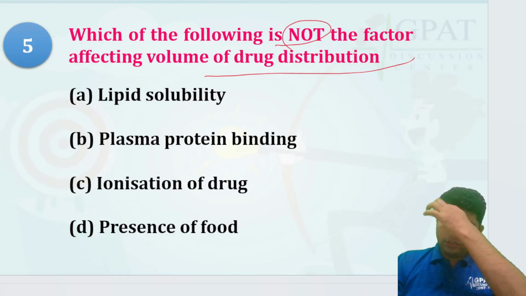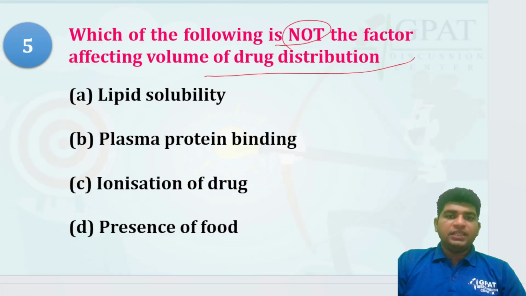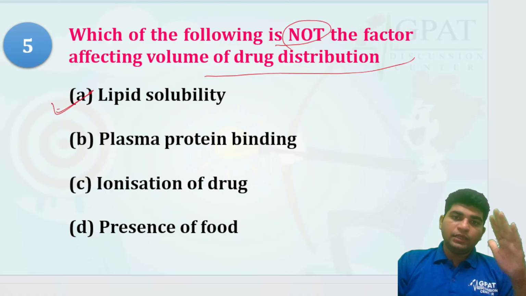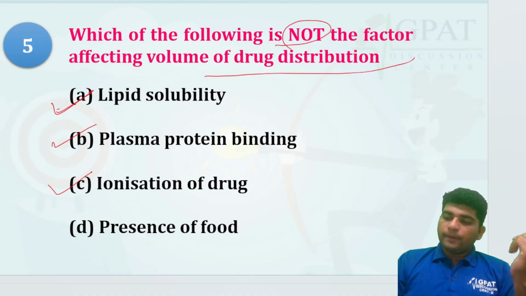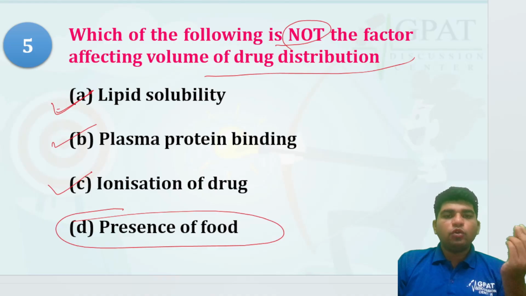Not the factor. Okay. Lipid solubility: increase the lipid solubility, increase will be the volume of distribution. Plasma protein binding: increase the plasma protein binding, less will be the volume of distribution. Ionization: if it is ionization, there will be less volume of distribution. Presence of food doesn't have any correlation with the volume of distribution.